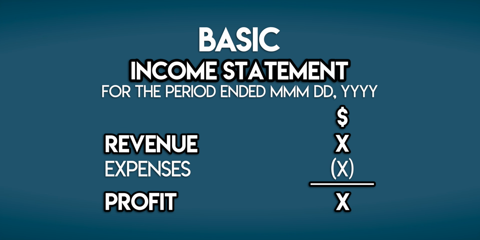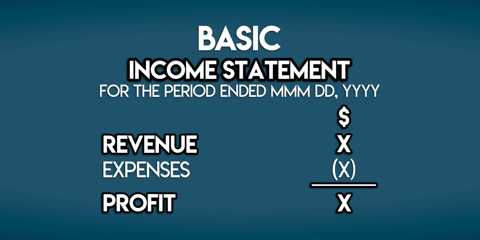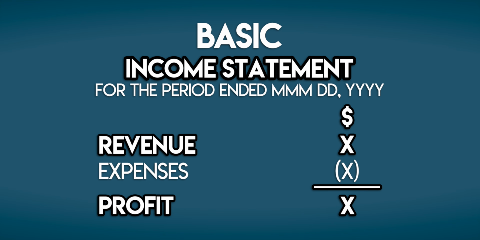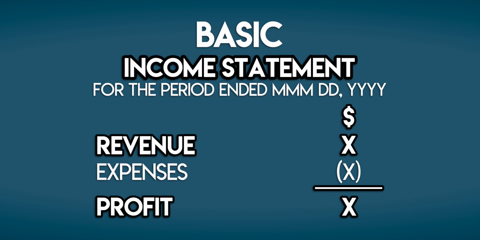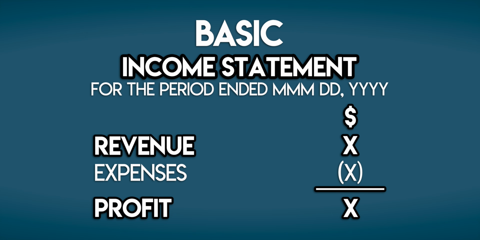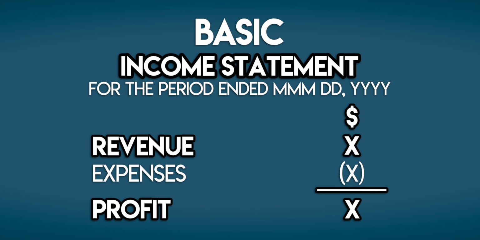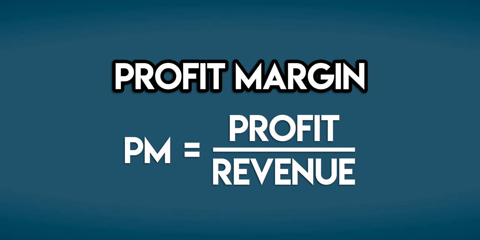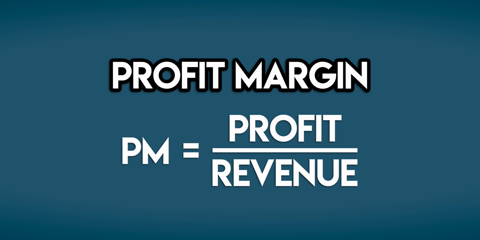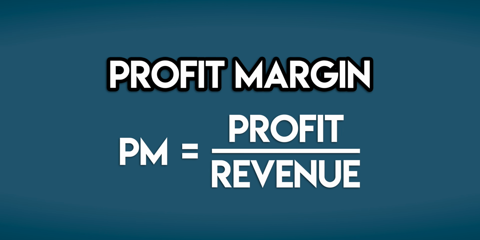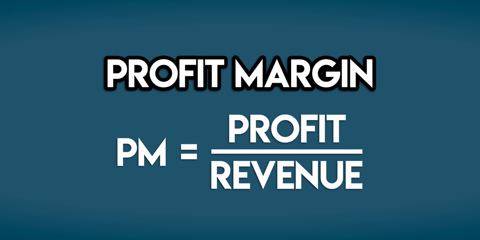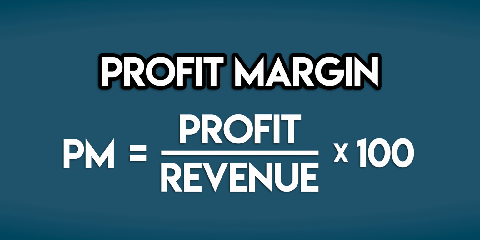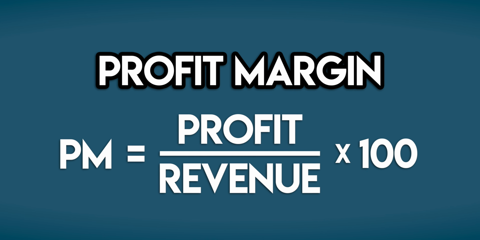An income statement is a financial report that summarizes revenue earned and expenses incurred over a period of time. Profit is the difference. It's the financial gain generated when revenues are bigger than expenses. Alright, so what about profit margin? Profit margin is the ratio between profit and revenue. It shows us how much profit a business generates for each dollar of revenue earned, or when we times it by 100, what percentage of revenue is able to convert into profit.